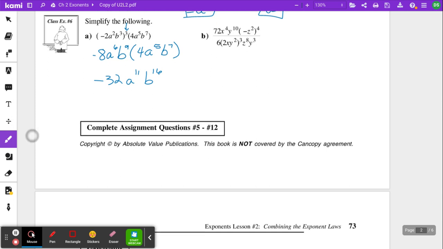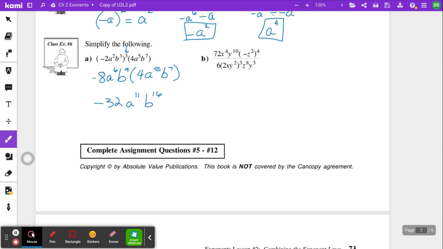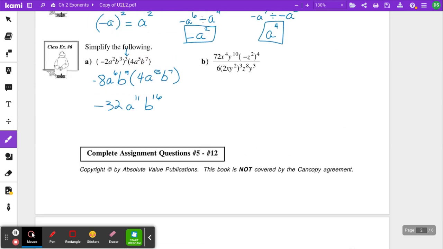Am I done yet? This is a long lesson. Okay, so now here again, I'm looking for brackets. I'm looking inside the brackets. There doesn't appear to be anything to do inside the brackets.